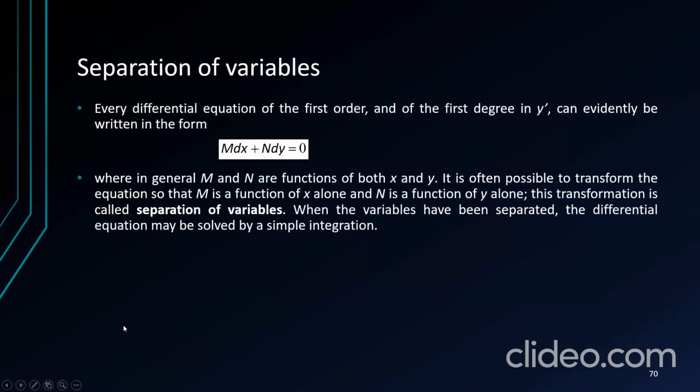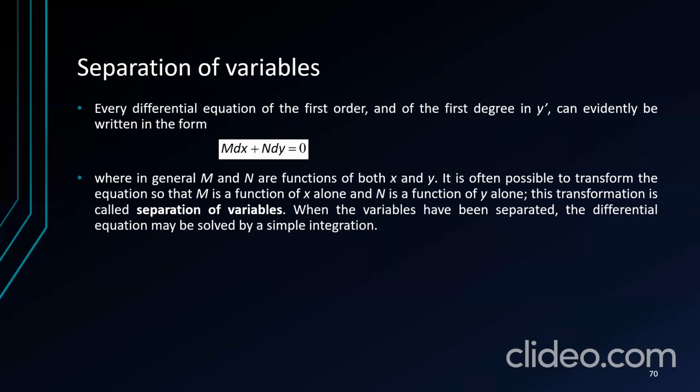Next, separation of variables. Ito yung mga method. Every differential equation of the first order, meaning hindi yung second derivative, third derivative, and of the first degree in y prime, yung y double prime is second degree yan, can evidently be written in the form M dx plus N dy is equal to 0. Ang second order pala yung ng polynomial, (dy over dx) squared. Okay, where in general M and N are functions of both x and y.